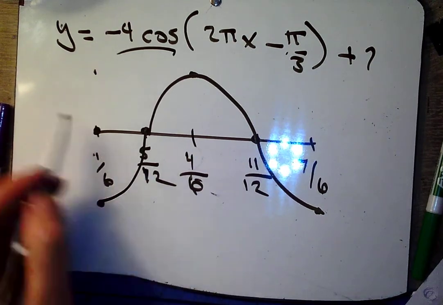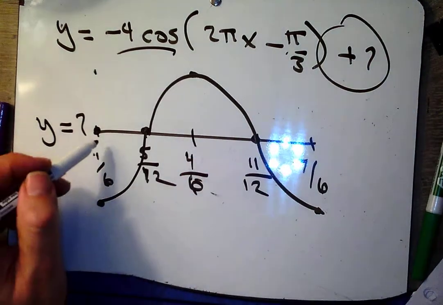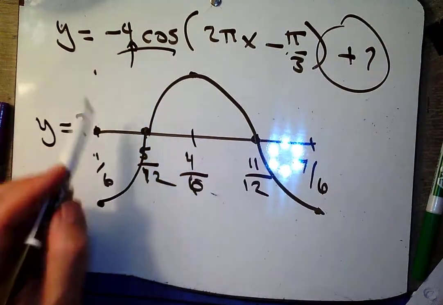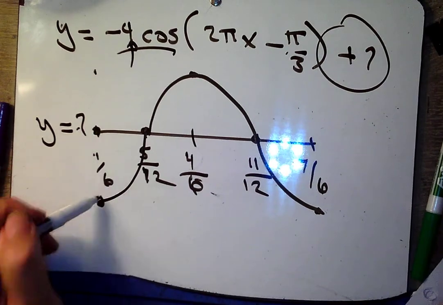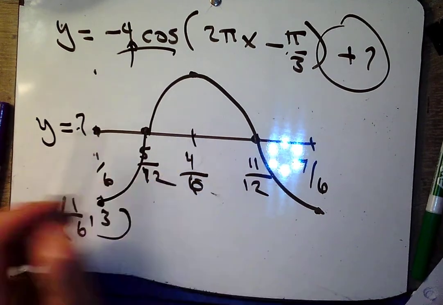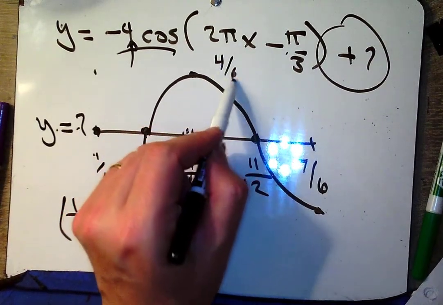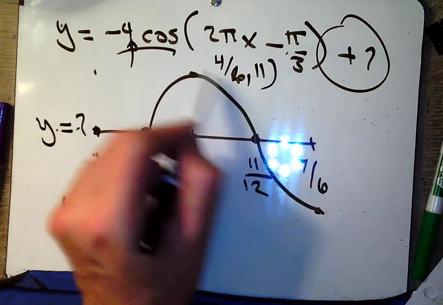Okay, so y equals 7, our sinusoidal axis, and I'm going to go down 4. 7 minus 4 is 3, and here I'm at 7 plus 4. 7 plus 4 is 11.